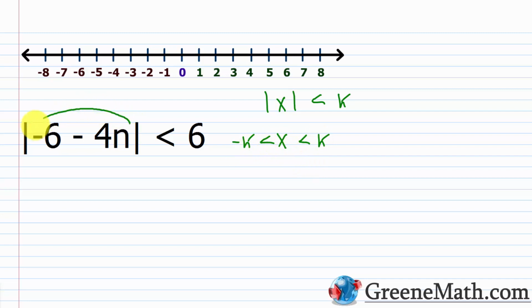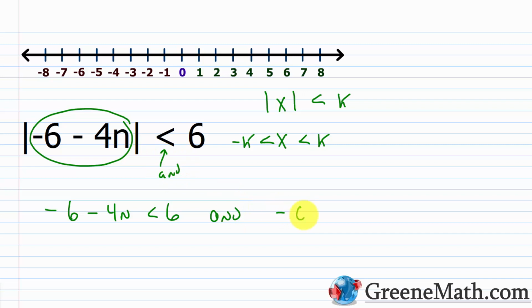So I'm going to take this part right here, and I'm going to say negative 6 minus 4n is less than 6. So the same as it looks right here, just drop the absolute value bars. Then and, now you have and because you have a less than. It's also true that negative 6 minus 4n is greater than, flip the sign just like you do before, make this negative, so negative 6. So negative 6 minus 4n is greater than negative 6.